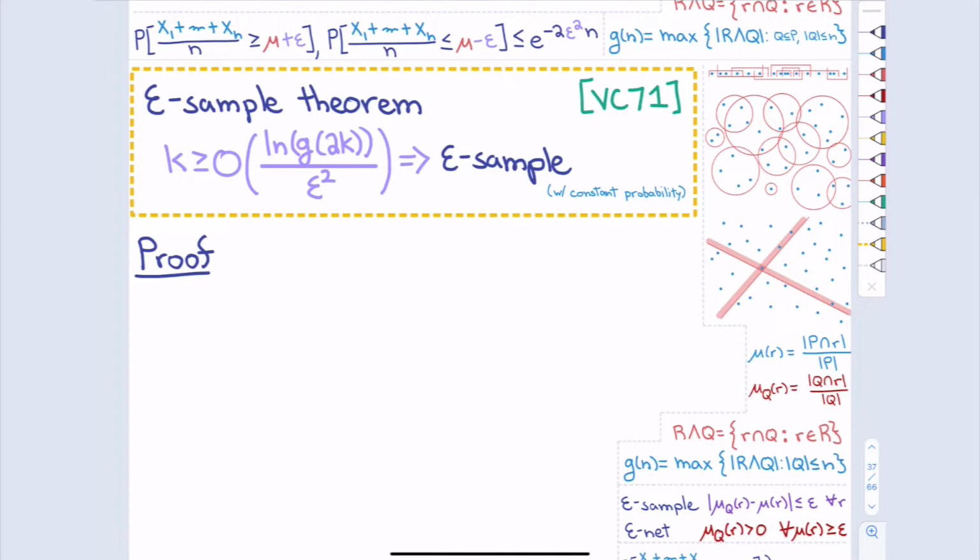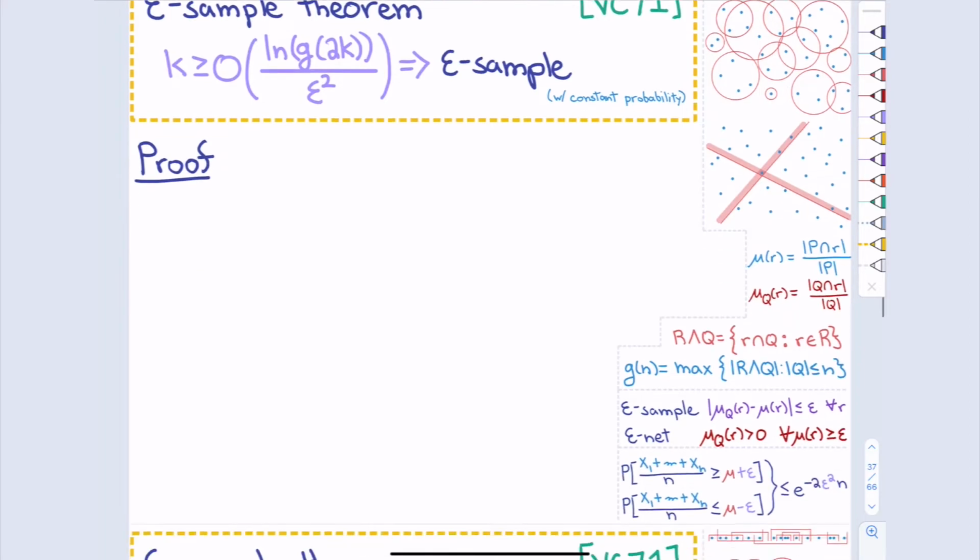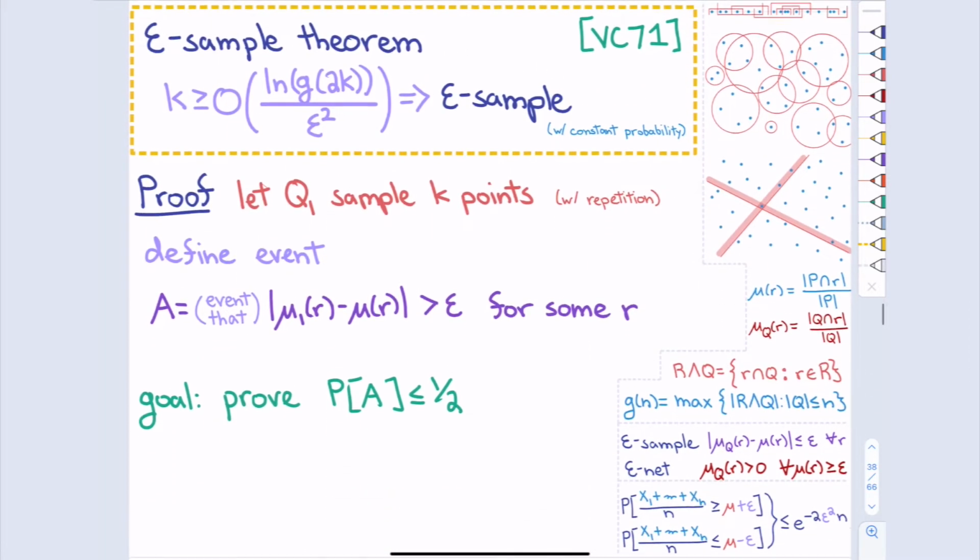Okay. How do we prove this? Good question. Hopefully we have some hints. Okay, so let's let Q1 be a sample of k points of repetition. And A is that bad event. Instead of writing measure of Q1, I'm writing just mu1 to denote the measure with respect to Q1. So A is that bad event we're trying to avoid, the event that we're off by at least epsilon for some range.